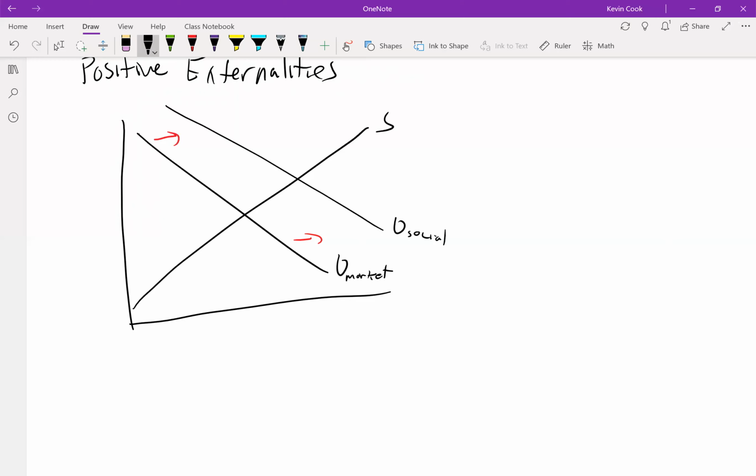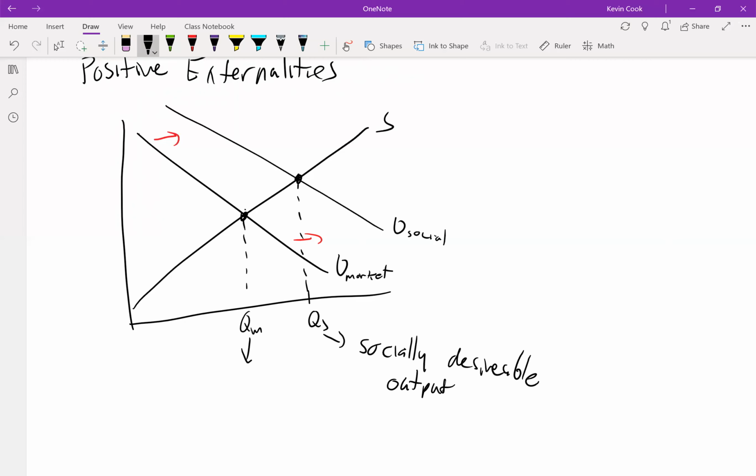What we'll see happen with positive externalities, just like with the negative, is that we'll have a market output and a social output, where this is our socially desirable output and this is our market output. If there is a positive externality, we'll see that the market will underperform socially what society wants.